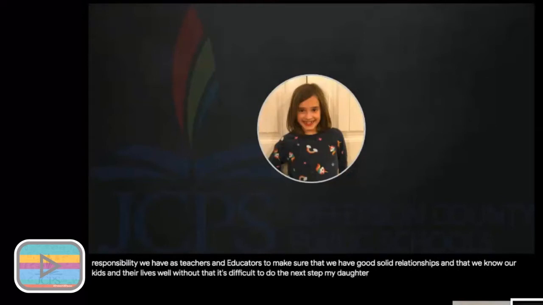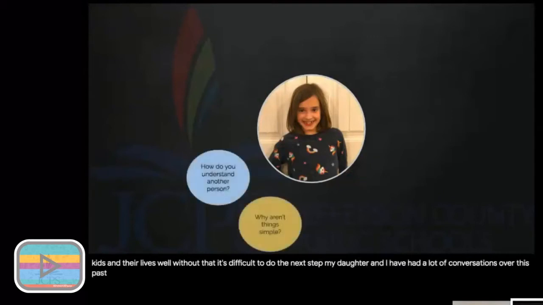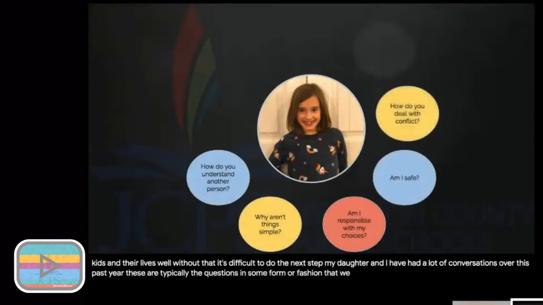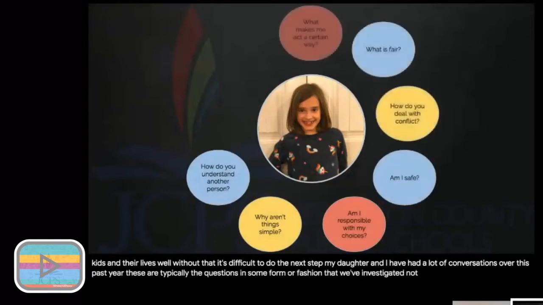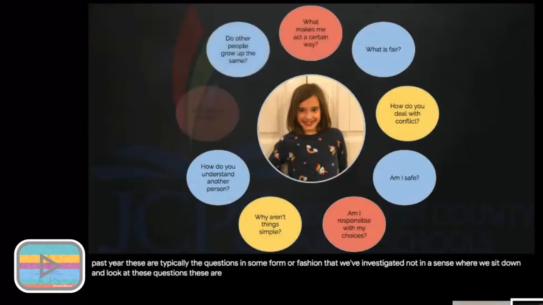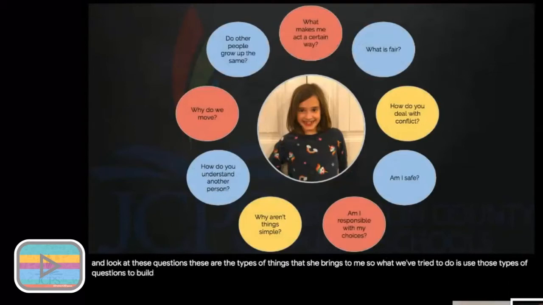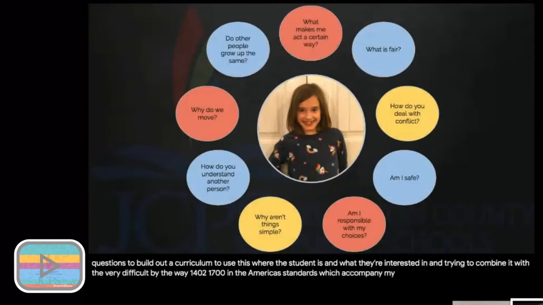My daughter and I have had a lot of conversations over this past year. These are typically the questions in some form or fashion that we've investigated, not in a sense where we sit down and look at these questions. These are the types of things that she brings to me. So what we've tried to do is use those types of questions to build out a curriculum, to use where the student is and what they're interested in, and try to combine it with the very difficult, by the way, 1400 to 1700 in the Americas standards which accompany my daughter in the fourth grade.